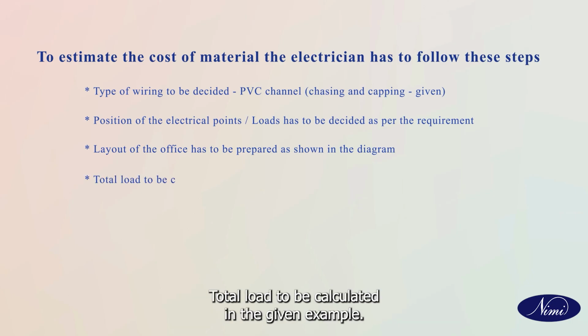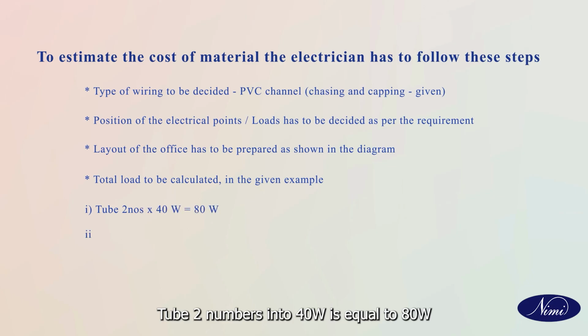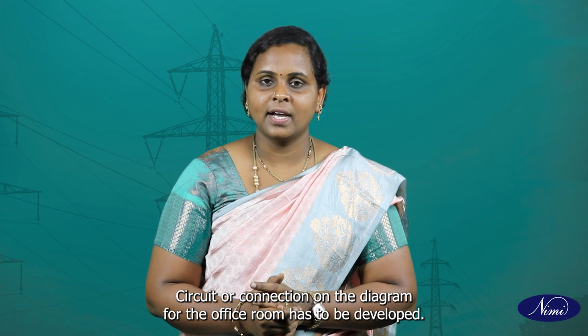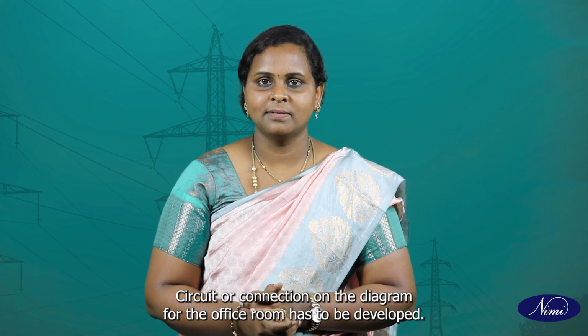Total load to be calculated in the given example. Tube 2 numbers into 40 watt is equal to 80 watts. Fan 1 number into 60 watt is equal to 60 watt. 6 ampere socket 1 number is equal to 100 watt. Circuit or connection diagram for the office room has to be developed.